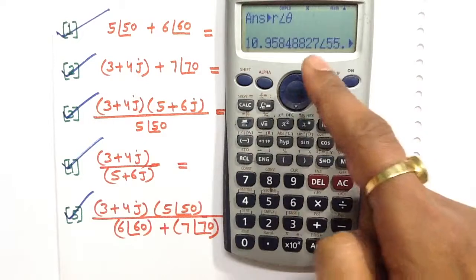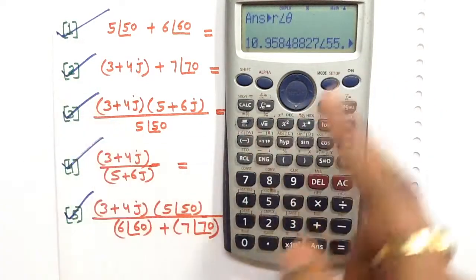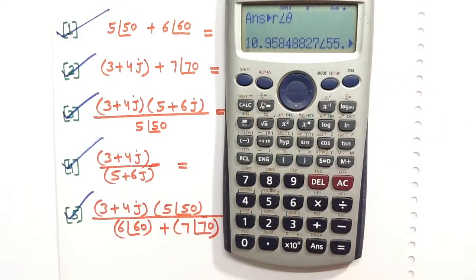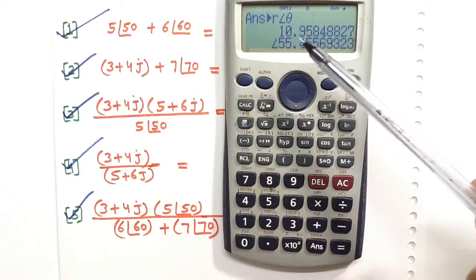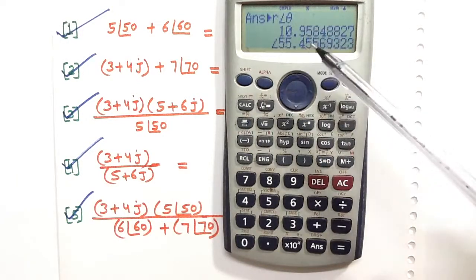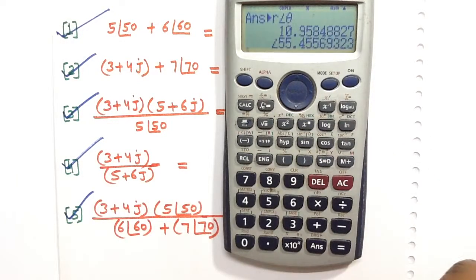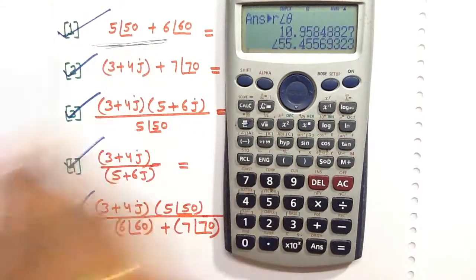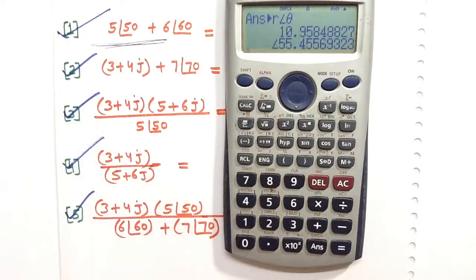So this is the answer of question number 1 in polar form. But as you can see, we are unable to get the complete solution on the screen. So to get the complete solution on the screen, press S-D. So the answer of question number 1 in the polar form is 10.95 angle 55.45. So question number 1 is complete, and we are proceeding to question number 2.